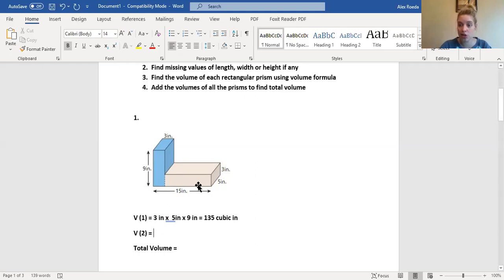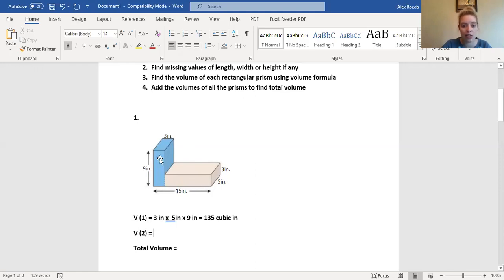Okay, now I need to check and see, do I have any missing values for prism 2? Okay, I have a length, which is 15 inches. But with this 15 inches, guys, we should see this whole white prism is not going to be 15 inches, okay? Because part of this blue prism is in there. So I need to figure out, what is the length of just prism 2? And again, I can use my other prism to help me. I can see that this whole thing is 15, but I don't want this whole thing, I just want the white value.